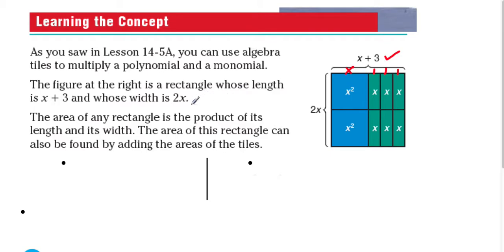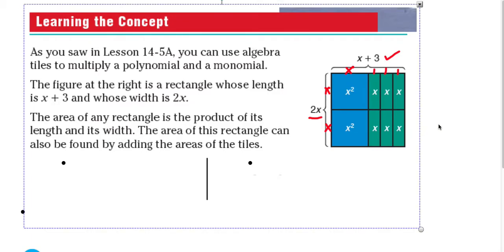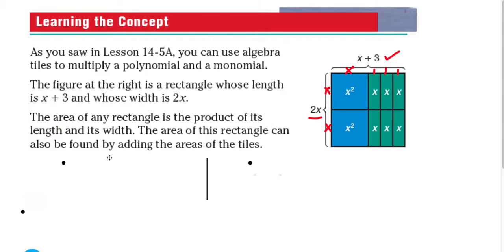Okay? And the width is 2x. Why is it 2x? Because the length of this x squared tile is x, and the length of this x squared tile is x. x plus x is 2x. That's how you got 2x. Okay? So how do you use this to be able to multiply polynomials? The area of any rectangle is the product of its length and its width. We know that. The area of this rectangle can also be found by adding the areas of the tiles.